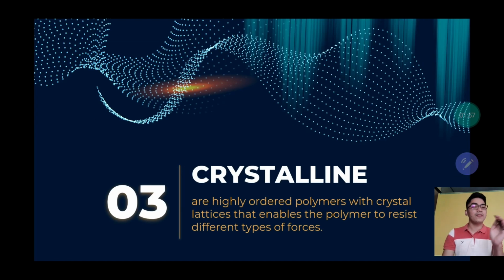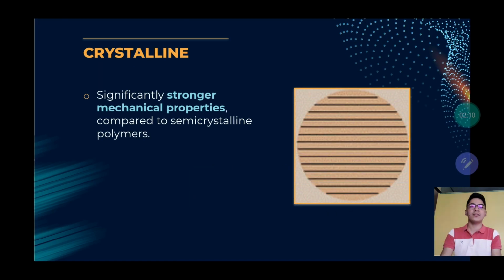These types of polymers are highly ordered polymers with crystal lattices that enable the polymer to resist different types of forces. So among the three types of polymers, this is the strongest one. So what are the characteristics of a crystalline polymer? Crystalline polymers have significantly stronger mechanical properties as compared to semicrystalline and also to amorphous polymers. As you can see in the picture, the structure of the crystalline polymer is very ordered and very structured in a way.